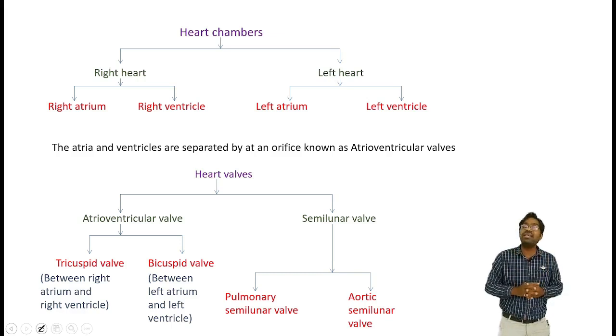Okay. Then the next point is the semilunar valve. What is the semilunar valve? They are of two types. Firstly, the aortic semilunar valve, which is present between the left ventricle and the aorta, preventing the backflow of blood from the aorta to the left ventricle. The other is the pulmonary valve, which is present between the right ventricle and the pulmonary artery, preventing the backflow of blood from the pulmonary artery to the right ventricle.